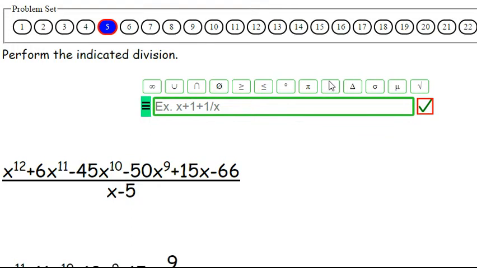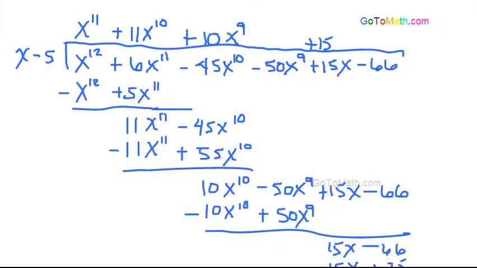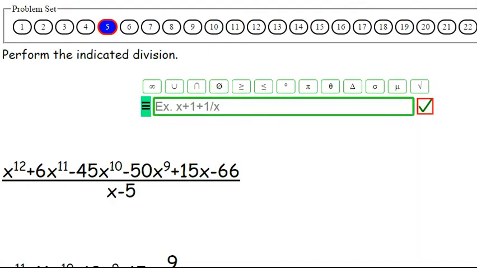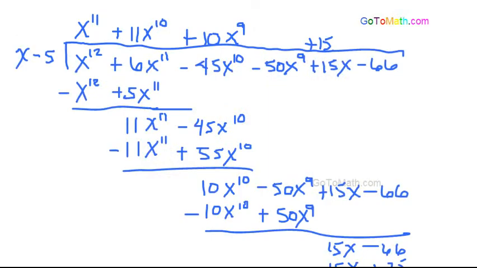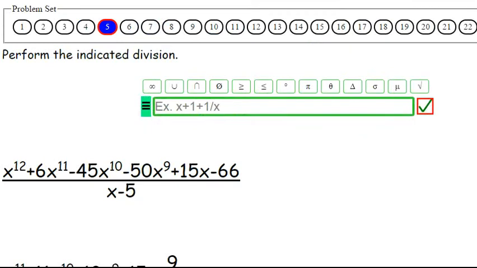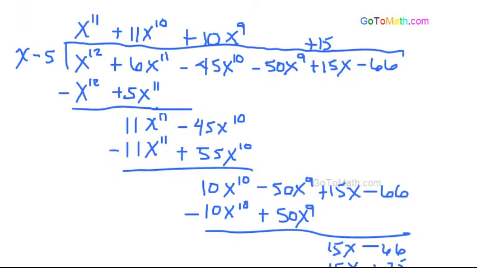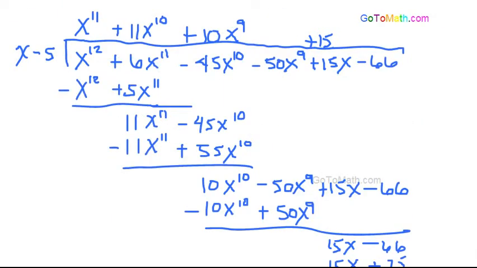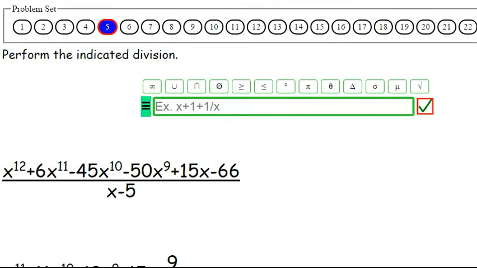Man, that is just too much. Alright, x to the 11th, 11x to the 10th, 10x to the 9th, 15, and 9, that was 9, yeah, 9 over x minus 5.